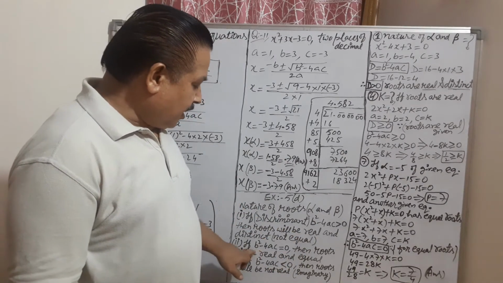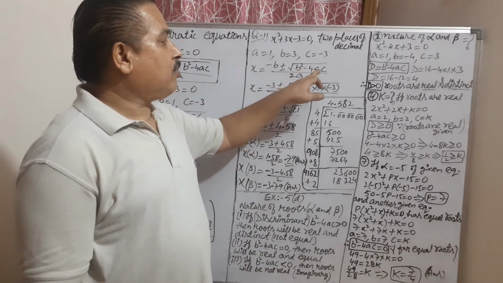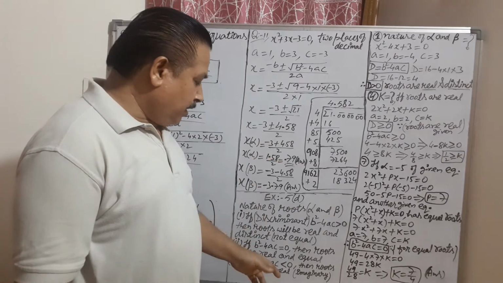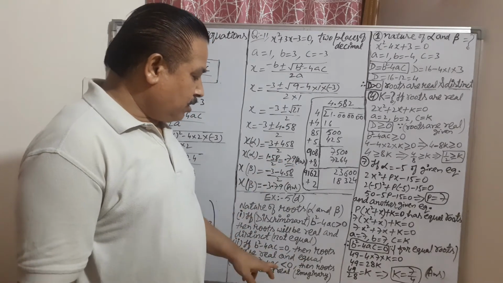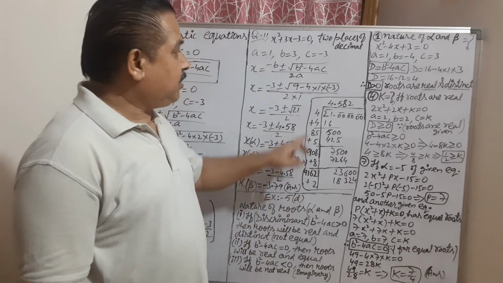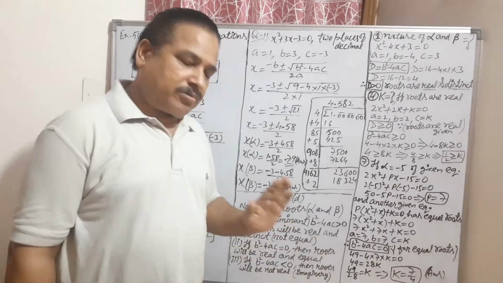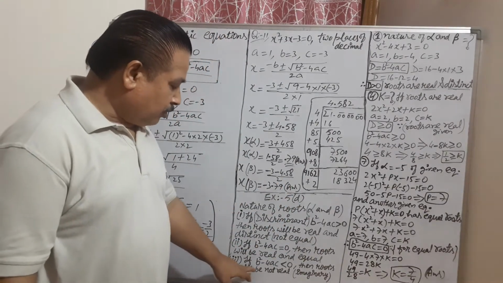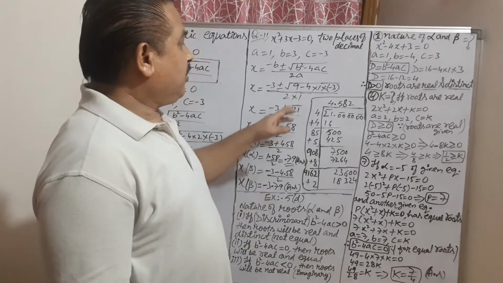Now second case, if b square minus 4ac, this discriminant part, is equal to 0, then roots will be real and equal. Alpha and beta will come out equal. In which case? If this part is 0. This is the second rule.